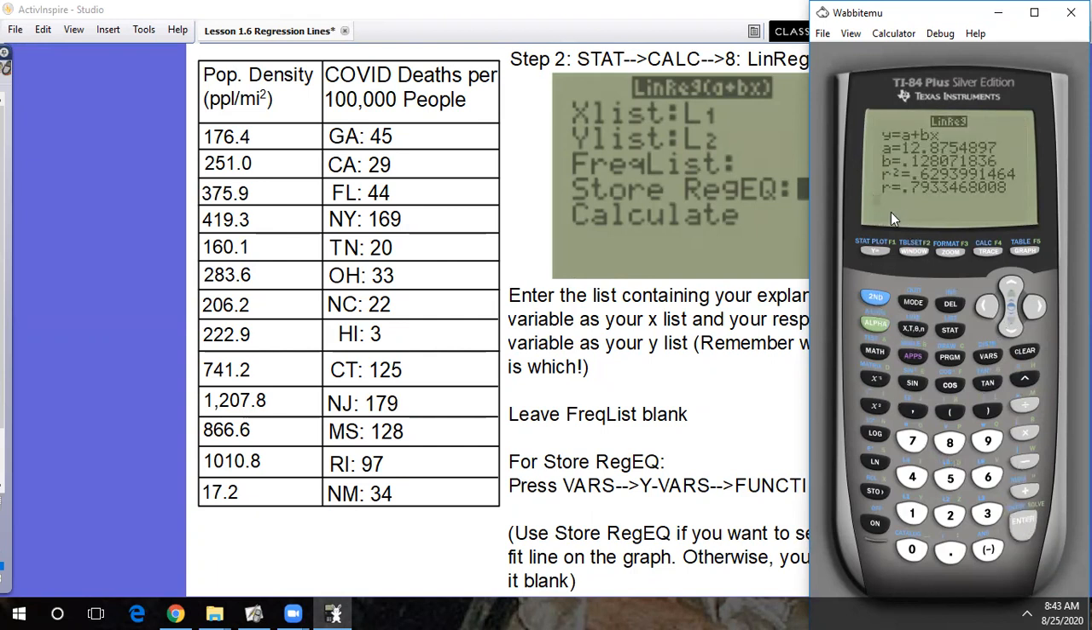So what this gives us, all these different values are important to this equation. First we have A. A is the y-intercept, which is about 12.88. We've got B, which is the slope, and that's about 0.13. And then R squared and R, we're going to talk a little bit about in a minute.